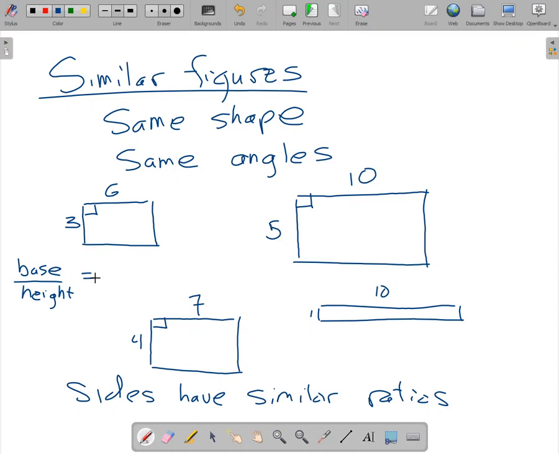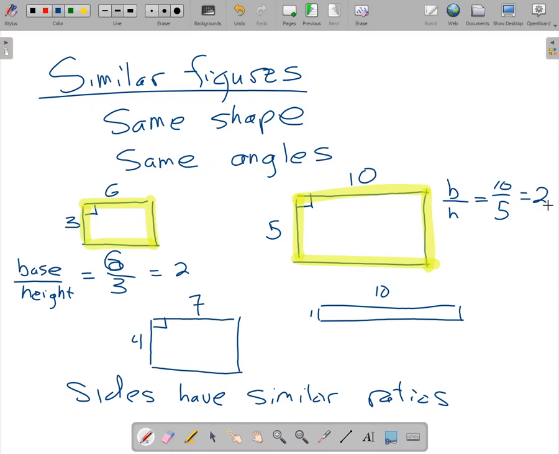So my first ratio was 3 to 6, base to height would be 6 to 3. 6 to 3 can be reduced down to 2 to 1 or just 2. Do any other rectangles here have a base to height ratio of 2? Which one? Yeah, the 10 to 5 one. So these two, let's highlight them, would be classified as similar because they have the same ratio of base to height. So here, if I take the base, divide by the height, 10 over 5, gives me the same result too. But the other two are different.